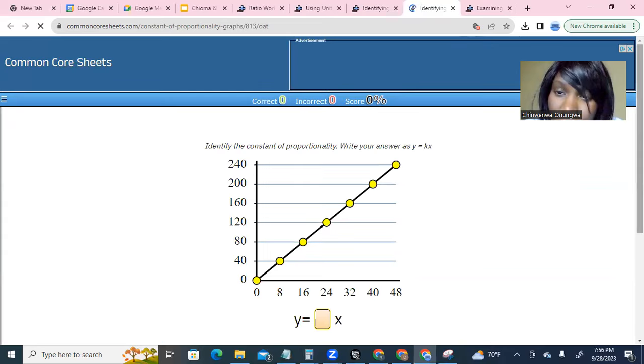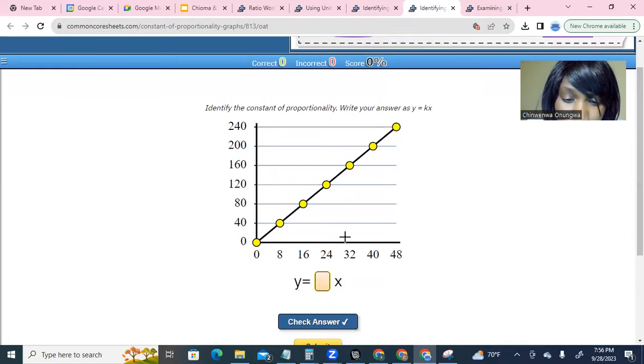So let's do one of these. We can see that it says we write our proportion as y equals kx, where k is our constant ratio, right? So here we see when we are at 8, we're at 40. And proportions will always start at 0, 0, the graph of a proportion. Then at 16, we're at 80.